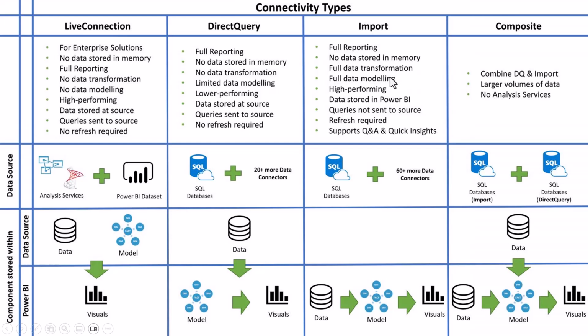If you use direct query, you can control the model and create the visuals, but you don't have a copy of the data. It is still in its data source. If you have a live connection, the data and the model come from the data source, and you can only create the visuals inside Power BI. Now let's listen to Alex while he repeats and recaps the different connectivity types in Power BI.